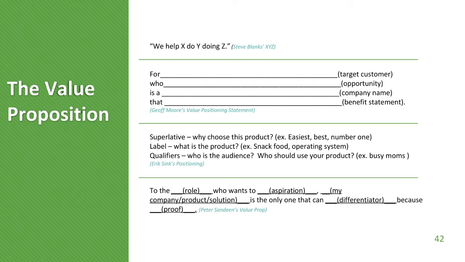There's another opportunity to do this, which is the for who, your target customer. The opportunity is that, and we'll go through filling each of these out for this example, but just so you can see there are multiple ways to create the value prop. The next one, the Eric Sink one, is your superlative, your label, and your qualifiers. So why are you choosing it? What is the product? And who is the audience? And then my favorite, which is the full sentence, it's really nice and easy to fill out, is to the person who wants to blank, my product solution is the only that can because of blank.